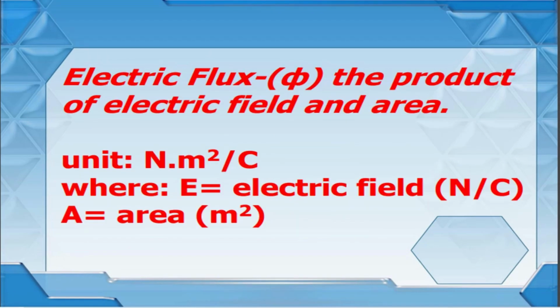And for this class, when we are talking about electric flux, for you to solve for it, you just multiply the product of electric field with the area. So therefore, we're going to write, we have here like this. Electric flux is equal to your electric field times the area. But if we're going to have an angle involved, we can use the formula E A cosine theta.